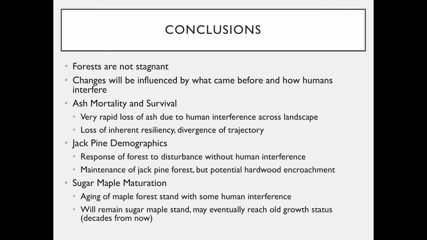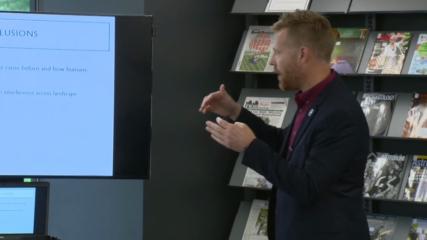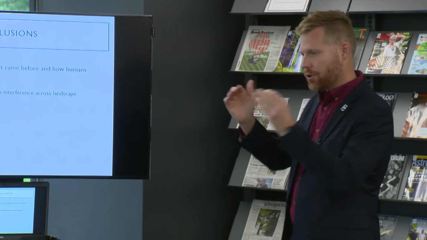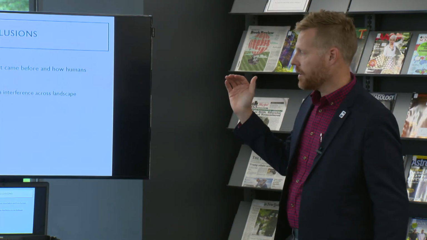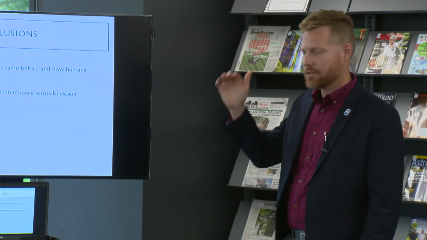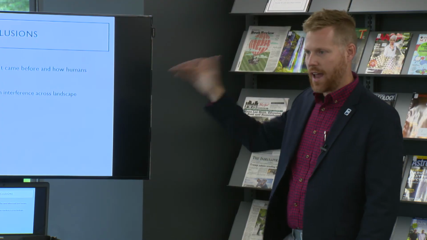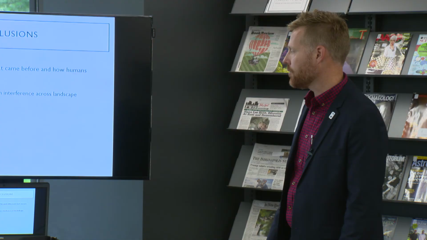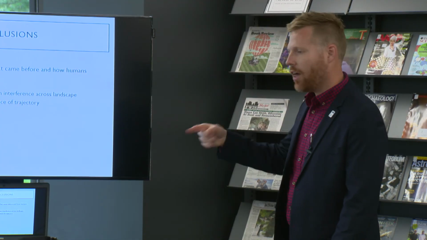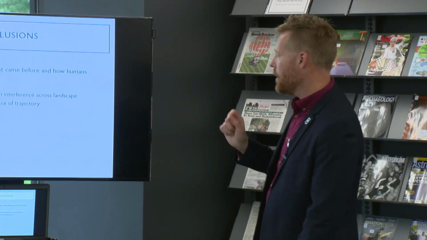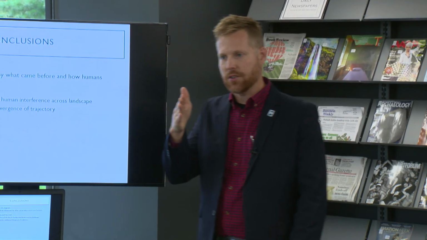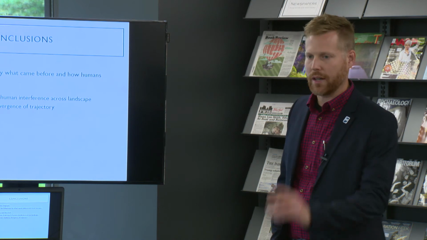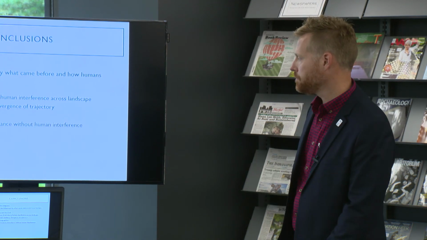So if we look at the landscape scale with the ash mortality and survival, this was an extremely rapid change. Ten years of change is very short for the forest. And so for those defining species to be lost, it happened in a snap of the fingers, and time just progressed very quickly for those forests. So it lost its inherent resiliency. It's diverged the successional trajectory. It's going to be other forests that we couldn't have predicted 20 years ago because of this loss.